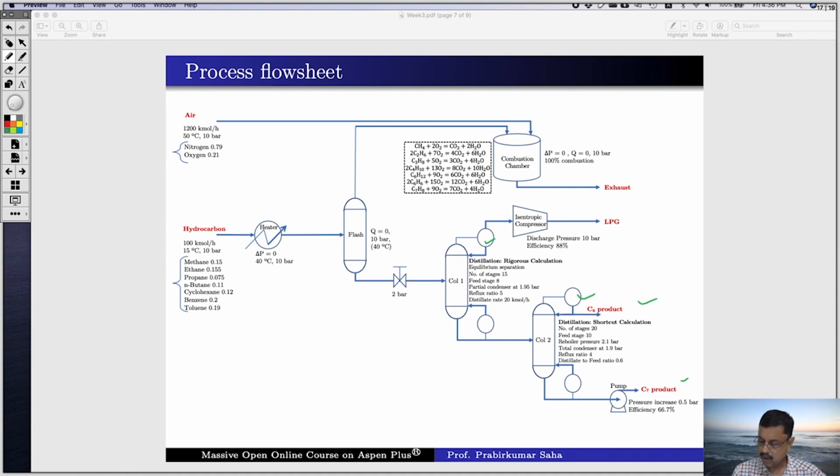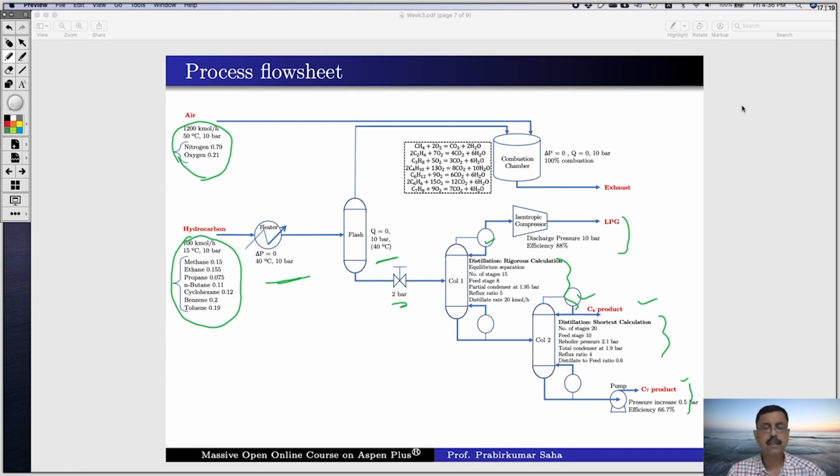Now here all the specifications are written. So while developing the Aspen Plus model in the simulation environment or the property model, you have to define all these specifications. You have to remember them, or you can take a printout of this flowsheet chart and then you can form the model in the simulation environment.